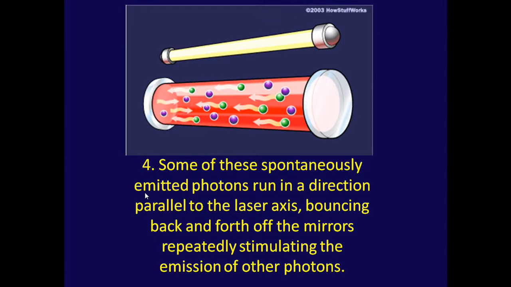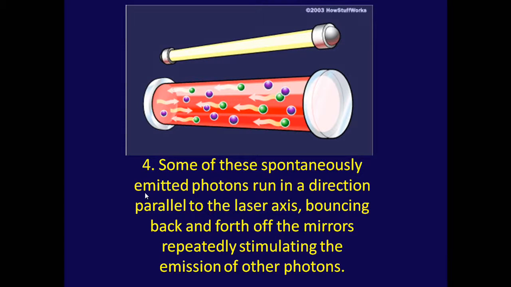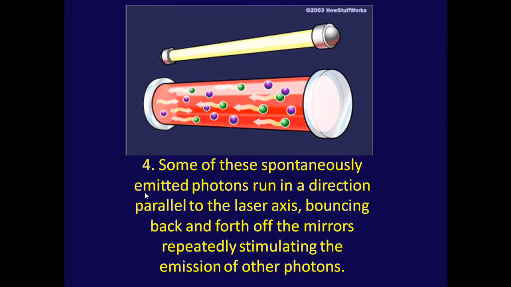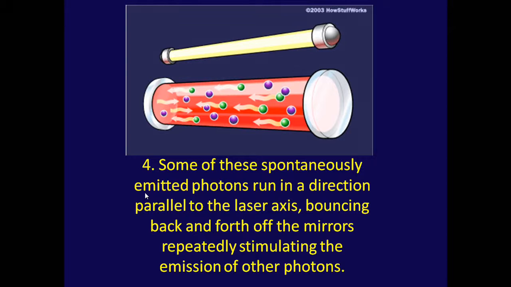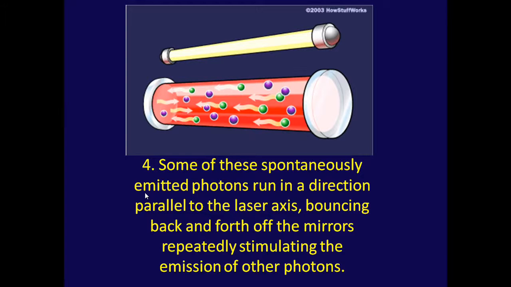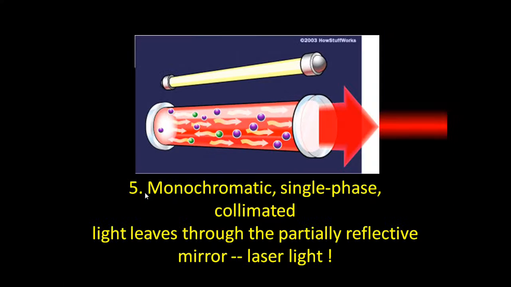Some of these spontaneously emitted photons run in a direction which is parallel to the lasing axis, therefore bouncing off the reflective surfaces at either end of the active medium repeatedly as they move back and forward between the two surfaces, stimulating further emission of photons from the constituent atoms. Eventually, once a sufficient level has been reached, monochromatic single-phase light will leave through the partially reflective mirror. This light coming out is laser light.